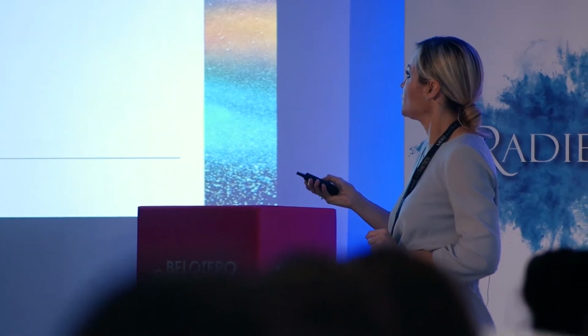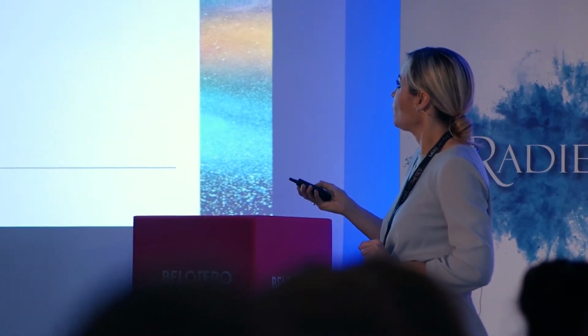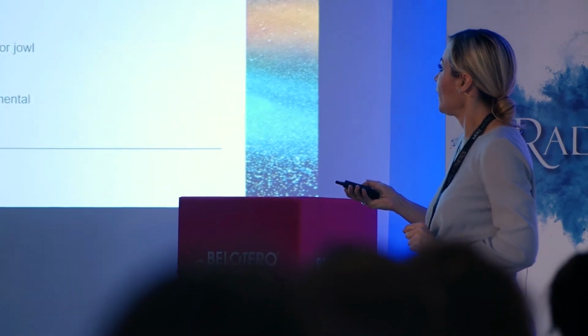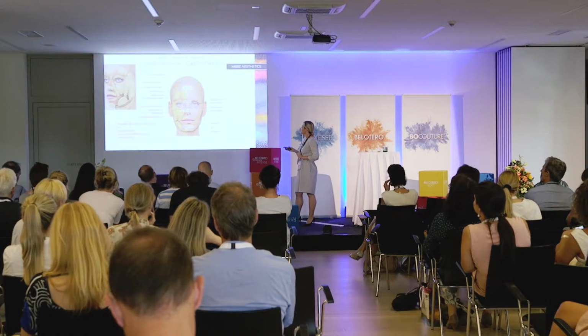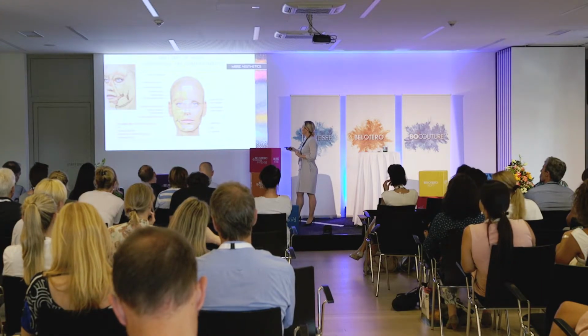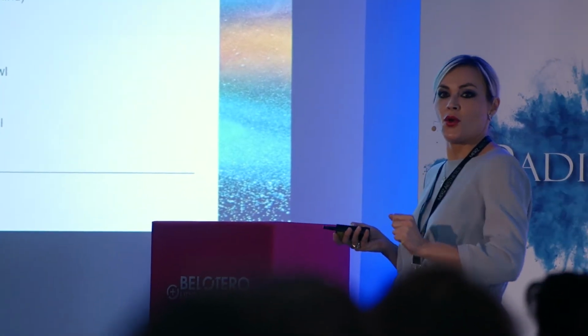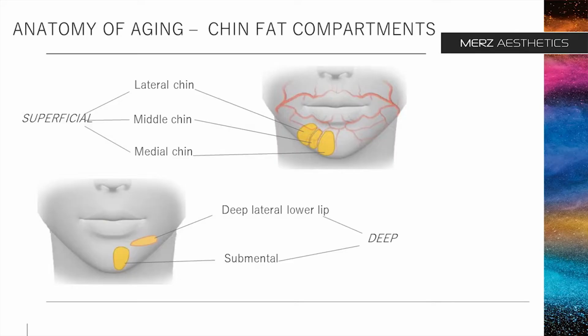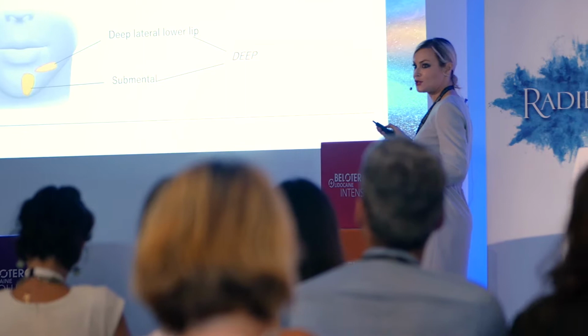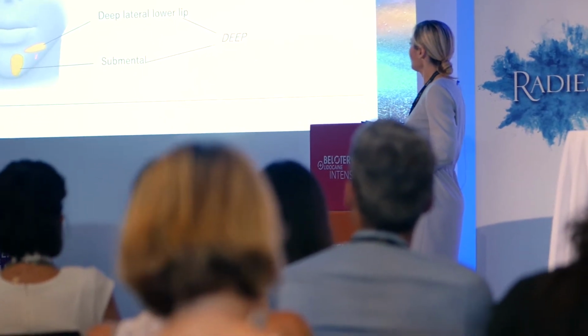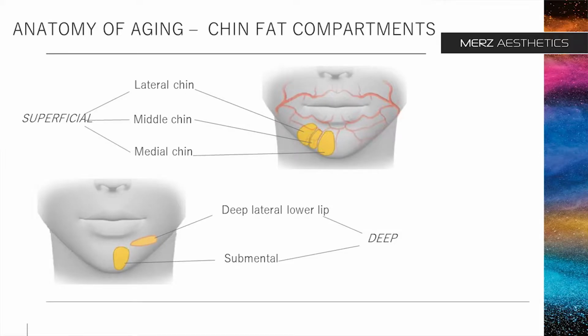Very, very tall, very high. So from the temple up to the mandibular angle. And then you have superior jowl, inferior jowl, and you have the chin and lip fat compartments, which do age as well. So chin fat compartment very quickly, as well as superficial and deep. So superficial, you have very easy, medial, middle, and lateral. Deep, you have the submental and the deep lateral.